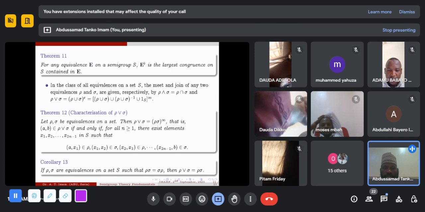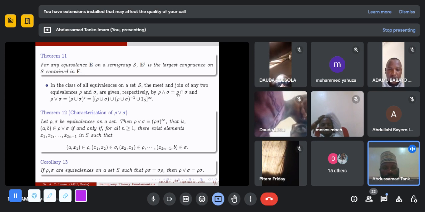So the class of all equivalence relations is a partially ordered set. The meet, which is the greatest lower bound, and the join, which is the least upper bound, of any two equivalences rho and sigma, are given by this. This is the meet, it is the intersection, because the meet is the smallest equivalence contained inside rho and sigma.